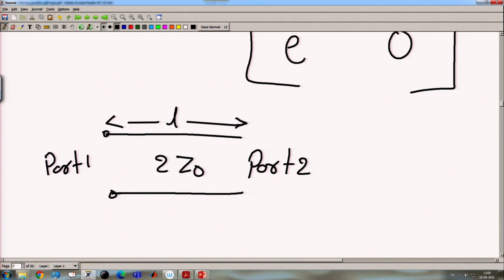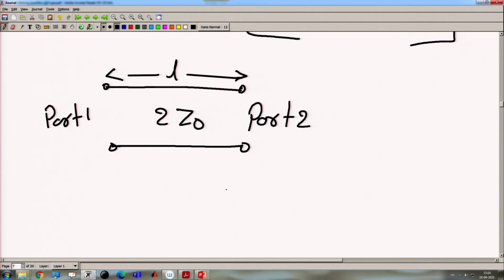For this case, if we terminate port 2 with Z naught, we will not get V2 plus equal to 0, because the characteristic impedance is 2 Z naught. So, for this problem we have to attempt in some different way.